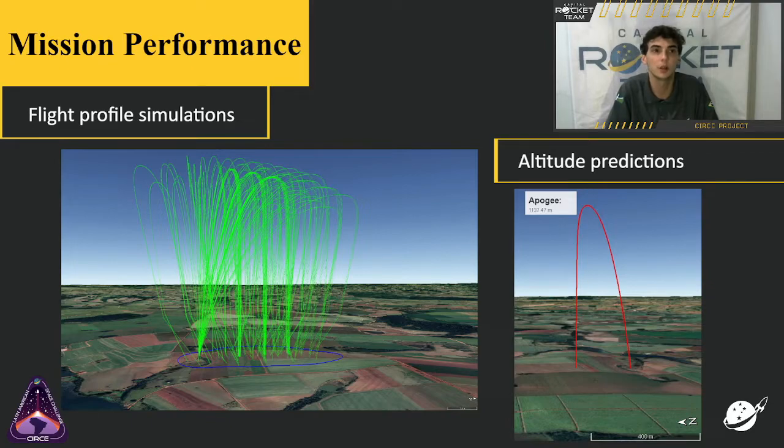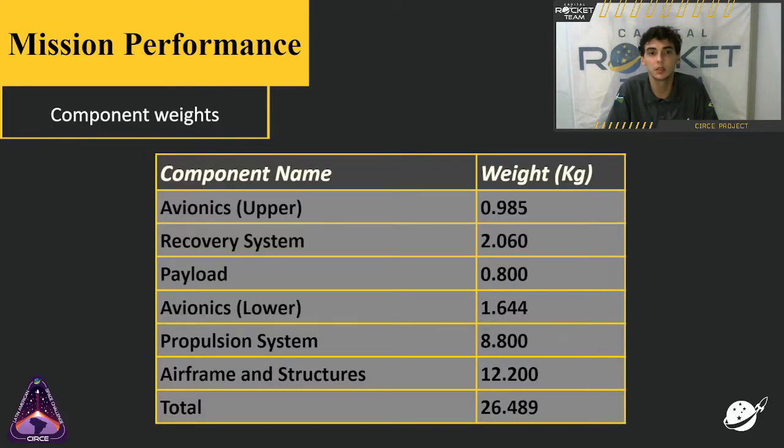First of all, we're going to talk about our mission performance. We did some altitude predictions which gave us an apogee of 1.1 kilometers, and the impact dispersion analysis that we did gave us an ellipse of main axis radius of 500 meters. We can also see the component weights. All the major components are presented here, and we had a total of 26.5 kilograms in mass in our rocket.